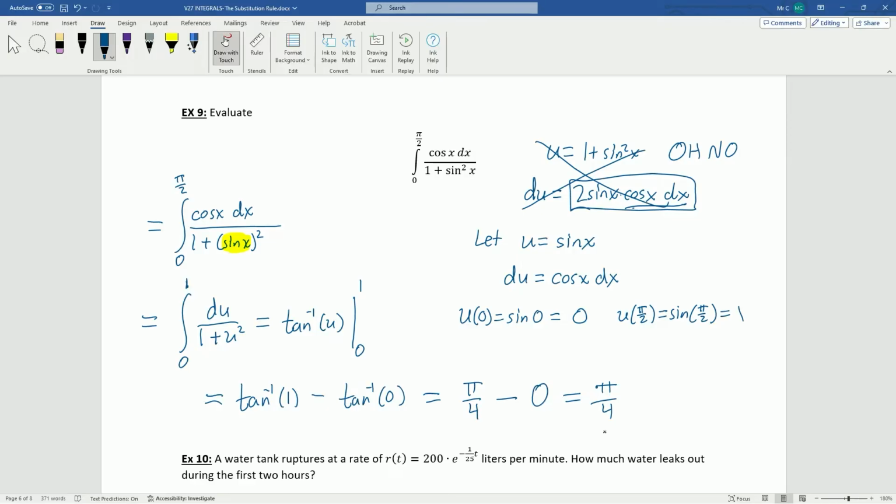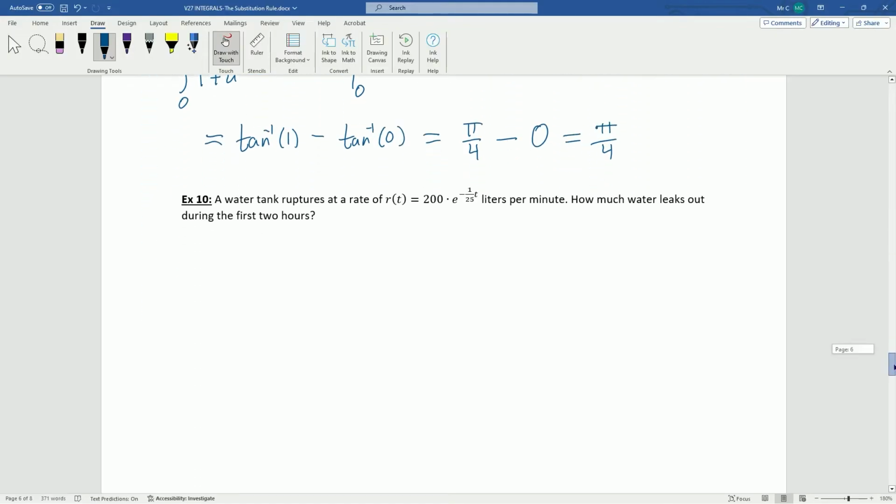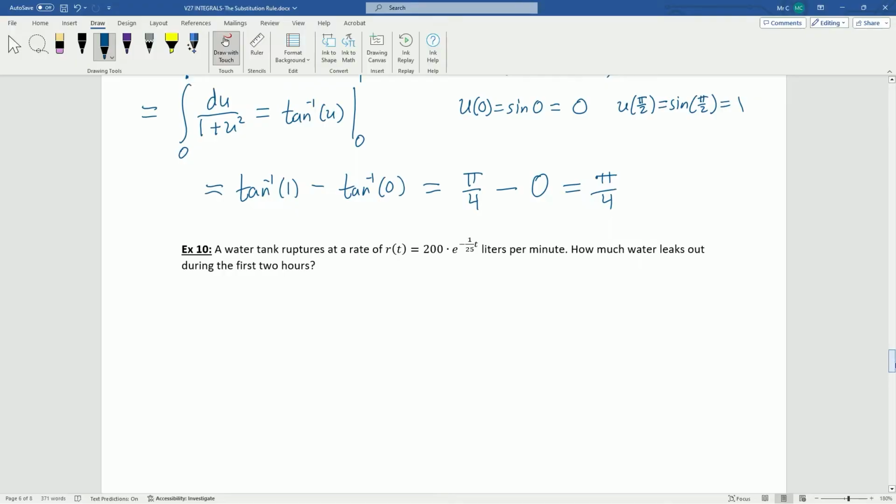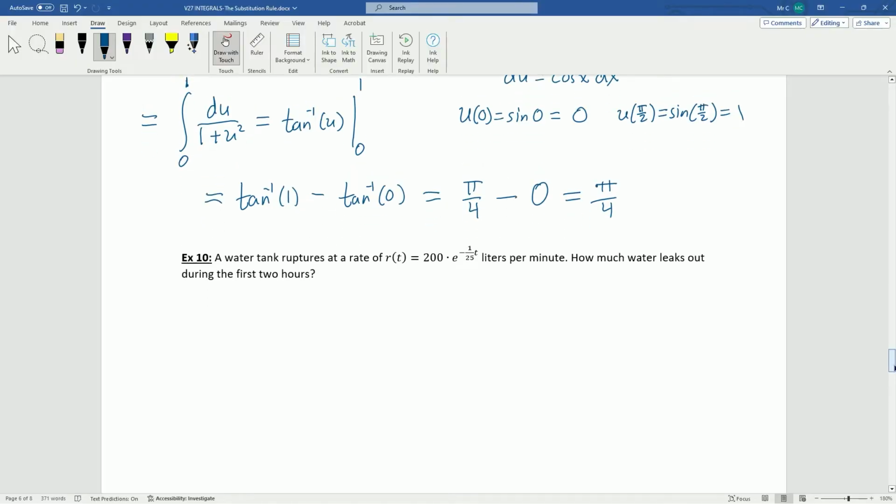Okay, so now let's do an application problem involving u substitution. A water tank ruptures at a rate of R of t equals 200 times e to the negative 1 over 25 t liters per minute. How much water leaks out during the first 2 hours? Well, the first thing is our function is in terms of per minute, so we want to convert our time to minutes. So 2 hours is 120 minutes.